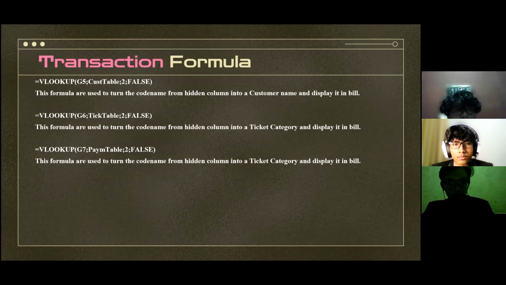Next is VLOOKUP G5, customer table, false. This formula is used to turn the code from the hidden column into a customer name and display it in the bill. Next is VLOOKUP G6, ticket table, false. These formulas are used to turn the code from a hidden column into a ticket category and display it in the bill. And next we look at G7, payment table, false. This formula is used to turn the code from the hidden column into a payment name and display it in the bill.